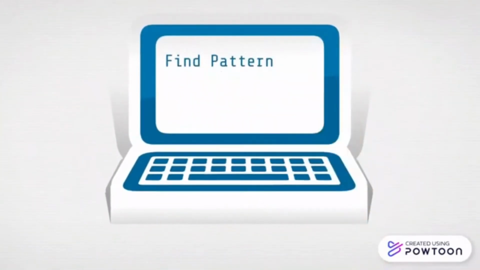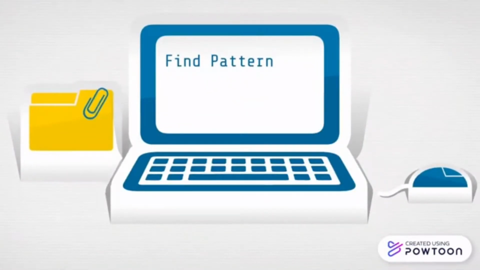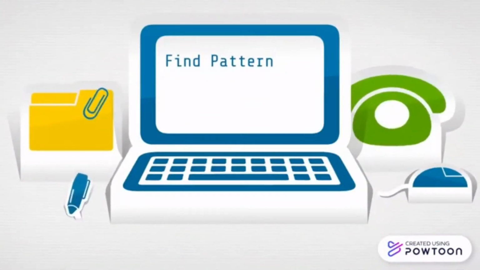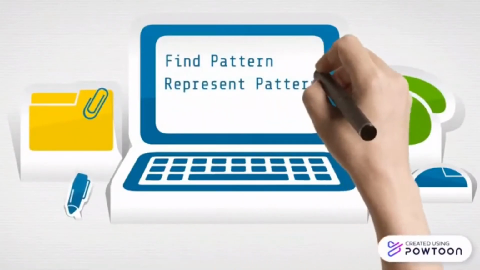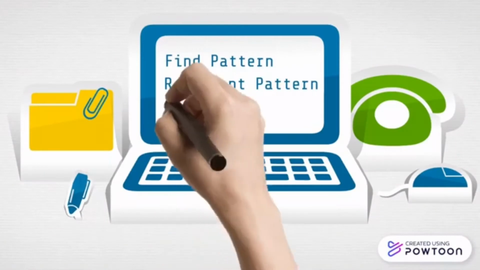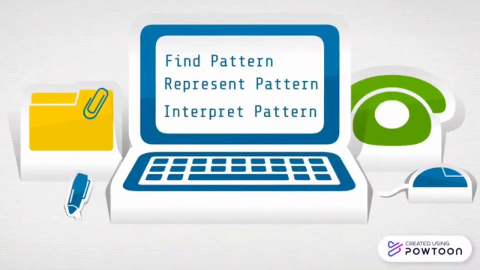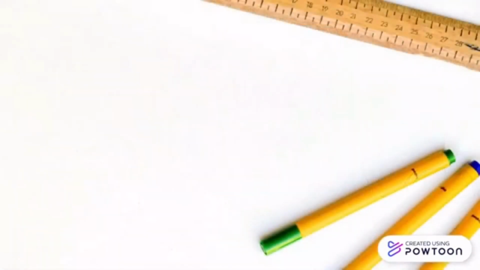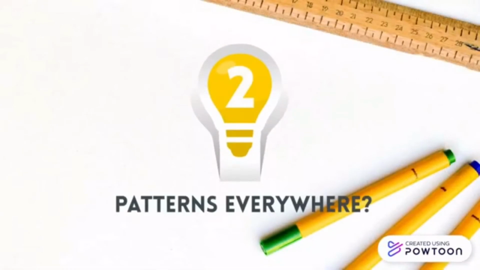If you want to fully understand the world using mathematics, first you need to find patterns. Next, you need to represent patterns in the form of shapes and numbers. And finally, you need to interpret the symbols. Patterns are everywhere. There are so many patterns around us.